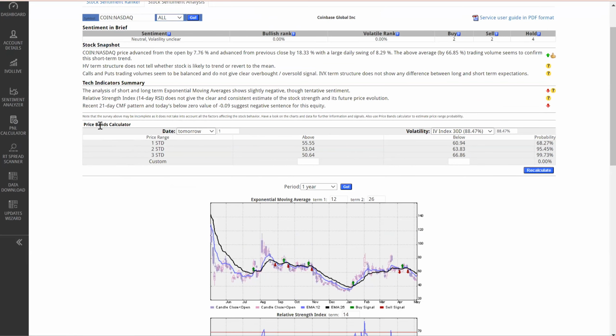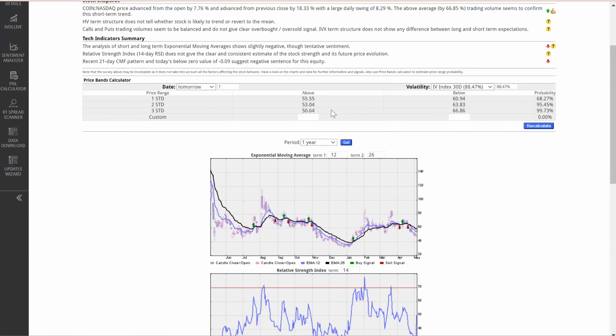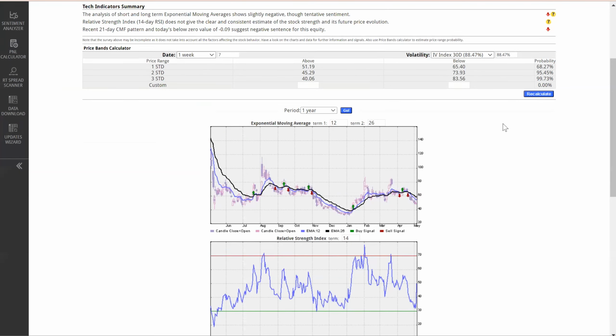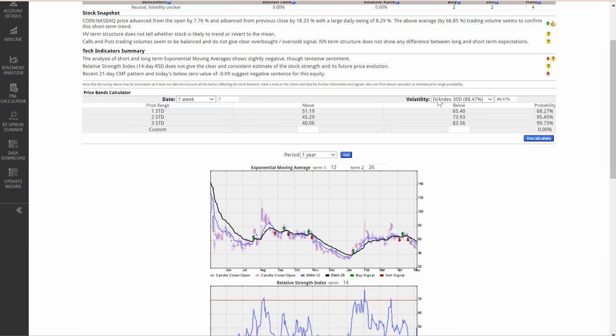This is another really cool tool, price bands calculator, to help maybe decide what strike price you're interested in. So you'll see here, this is showing us the likelihood that Coinbase will trade above 55.55 and below 60.94 by tomorrow. So this was from Friday, but if we say, okay, 1 week from now and recalculate, here, this is saying, okay, looking at using the IV index 30, so looking out the next 30 days, what's the likelihood that Coinbase will stay one standard deviation from the current price based on this implied volatility.